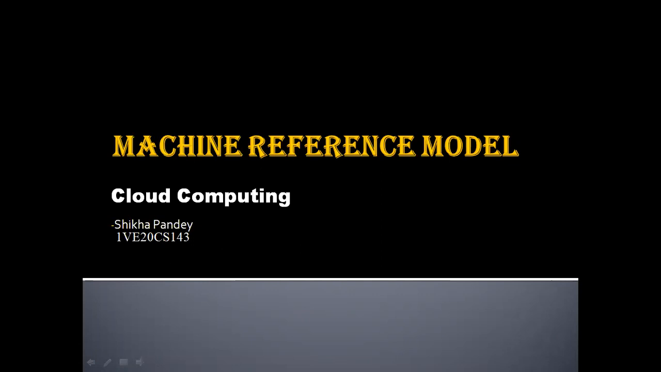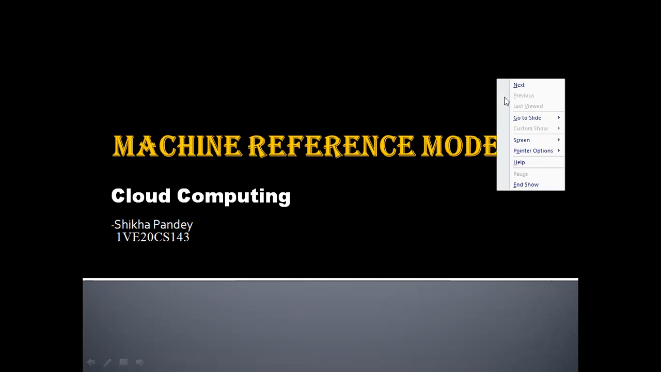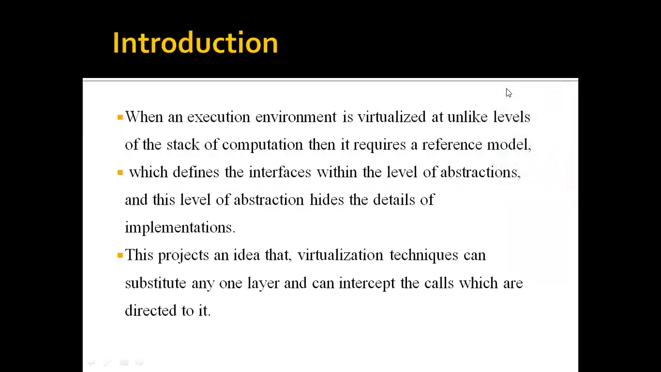I am Shikha and today we are going to discuss the machine reference model in cloud computing. So today I will be telling you guys about this. Now, first we will start with the introduction part, the introduction of the machine reference model.